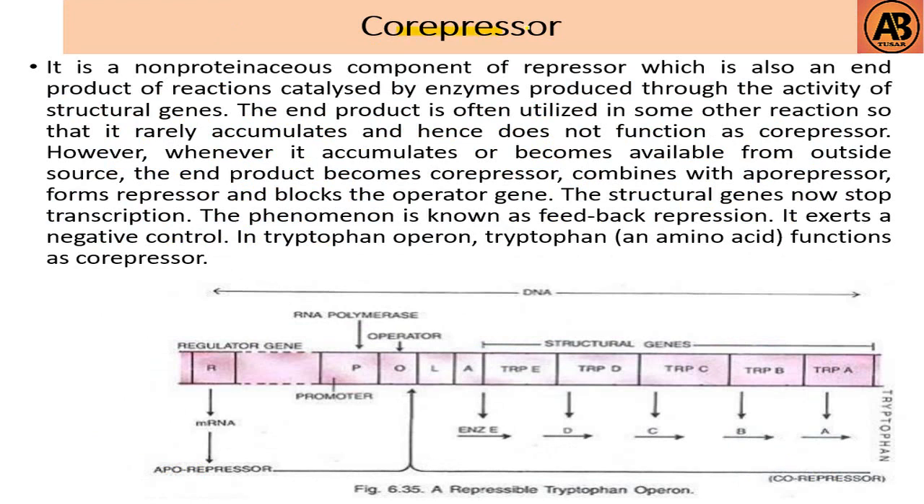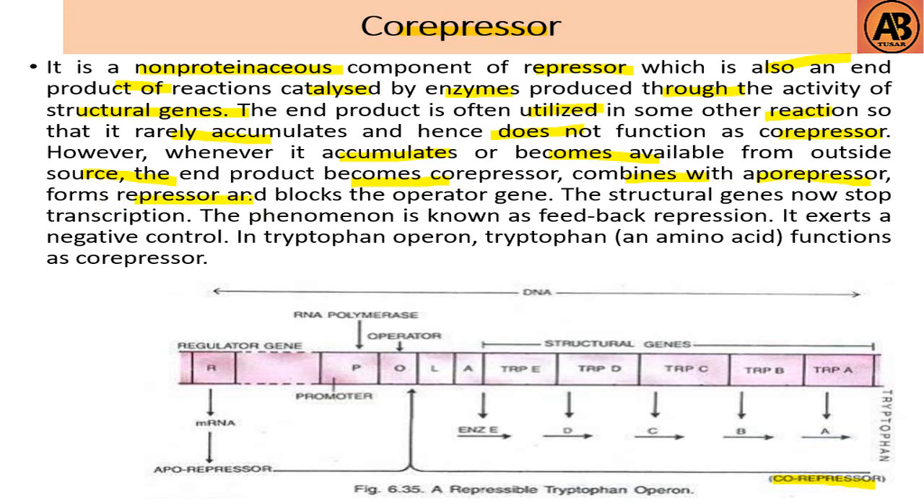Then the co-repressor. Here you can see the co-repressor. It is a non-proteinaceous component of the repressor which is also an end product of reactions catalyzed by enzymes produced through the activity of structural genes. The end product is often utilized in some other reactions so that it rarely accumulates and hence does not function as a co-repressor. However, whenever it accumulates or becomes available from an outside source, the end product becomes a co-repressor combined with the aporepressor.